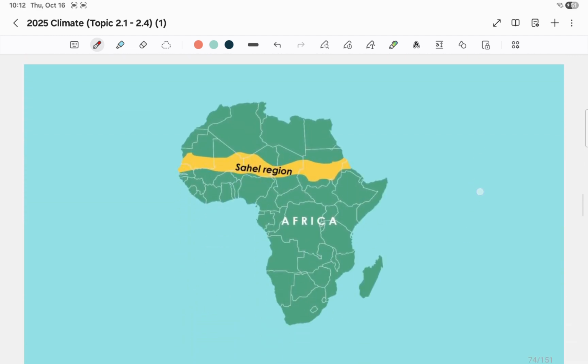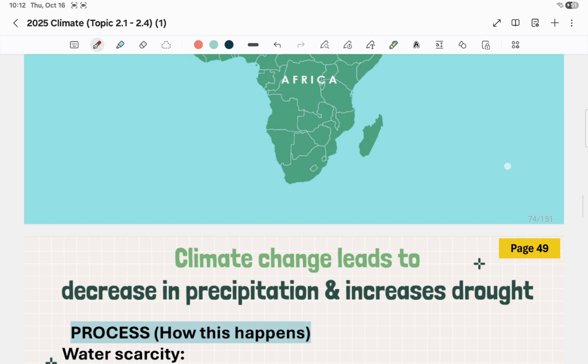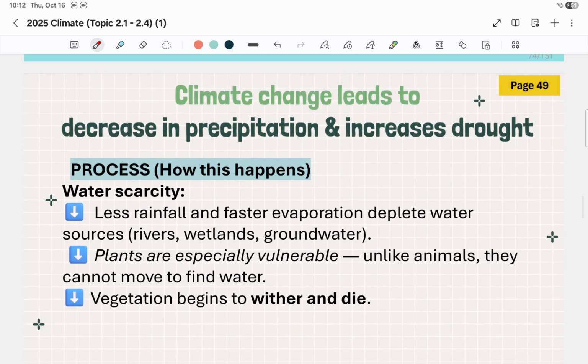Okay, so this is the Sahel region that I mentioned that is very dry because it's desert. Okay, and how it leads to drought, right? So how does a lack of rainfall cause drought? Because there's less rainfall, there's faster evaporation because it's very, very warm. Okay, so it causes the water sources to be depleted.